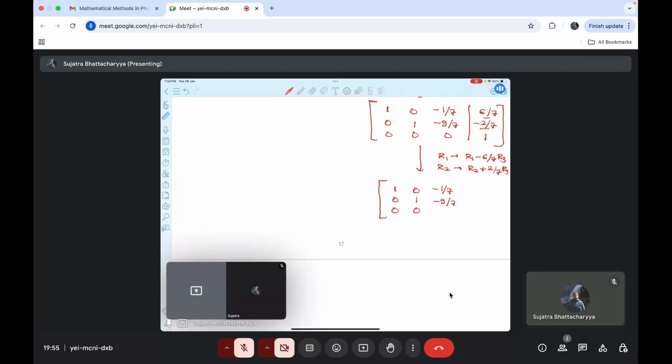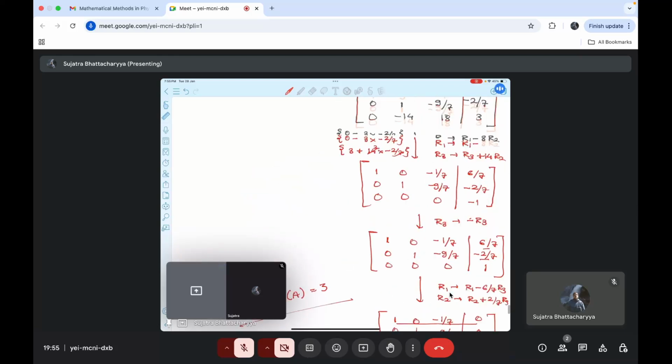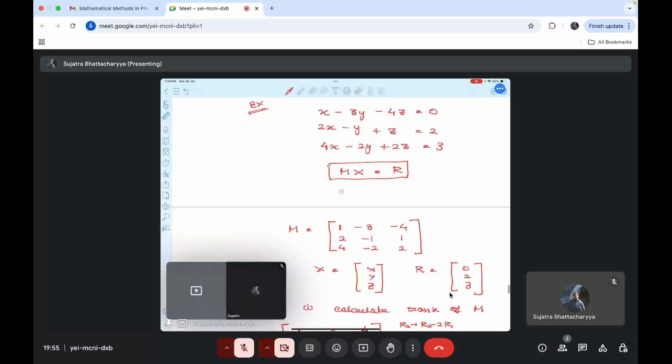9 by 7, this is 0. What about here? 0, 0, 1. So, how many non-zero rows are there? 1, 2, and this is 3. So, rank of the augmented matrix becomes 3. Rank of the original matrix, the M, is 2. That's all.